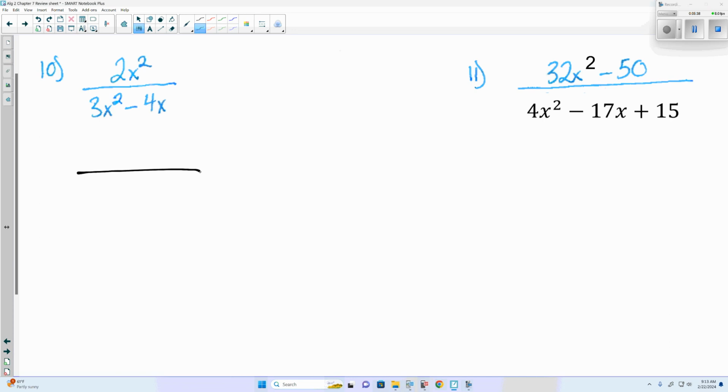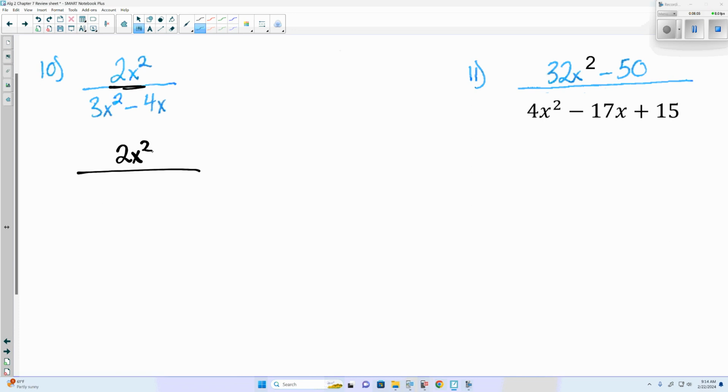Number 10, 2x squared over 3x squared minus 4x. Does the numerator factor? So our 2x squared. How many terms do we have? One. If we have a single term, 2x squared is not going to factor because there's only one thing there. We can't factor something out because it's just the one spot.